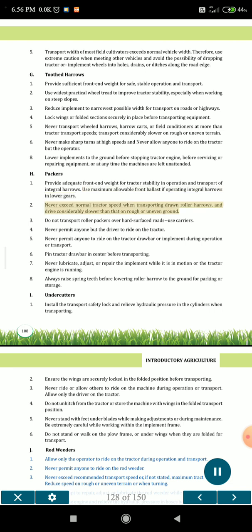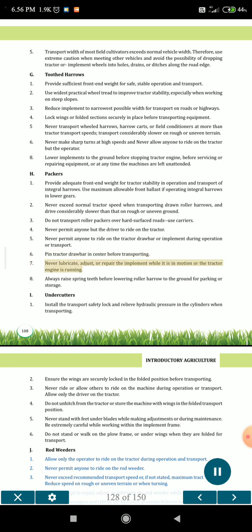2. Never exceed normal tractor speed when transporting drawn roller harrows, and drive considerably slower than that on rough or uneven ground. 3. Do not transport roller packers over hard surface roads, use carriers. 4. Never permit anyone but the driver to ride on the tractor. 5. Never permit anyone to ride on the tractor drawbar or implement during operation or transport. 6. Pin tractor drawbar in center before transporting.